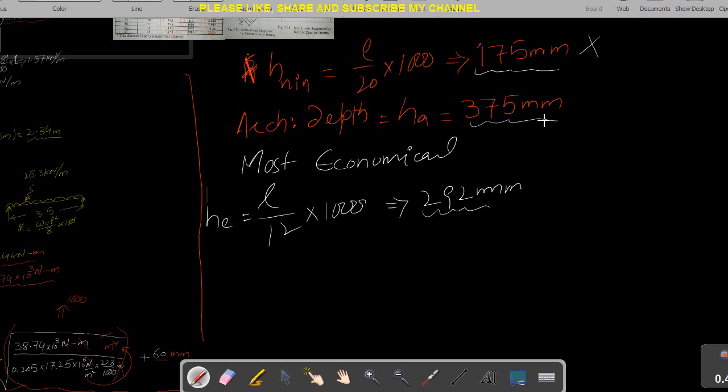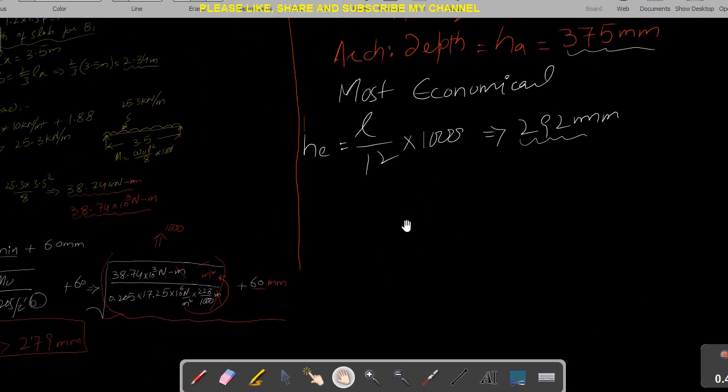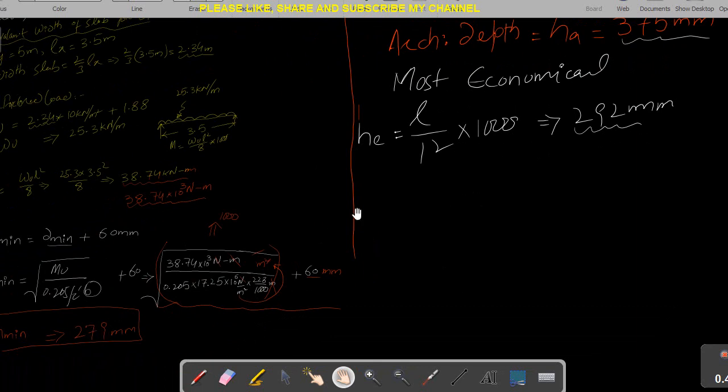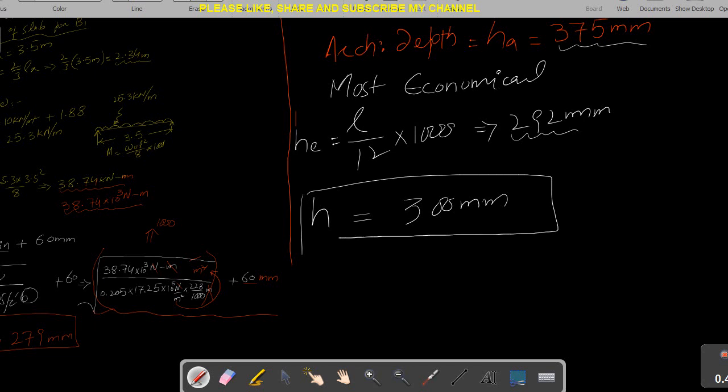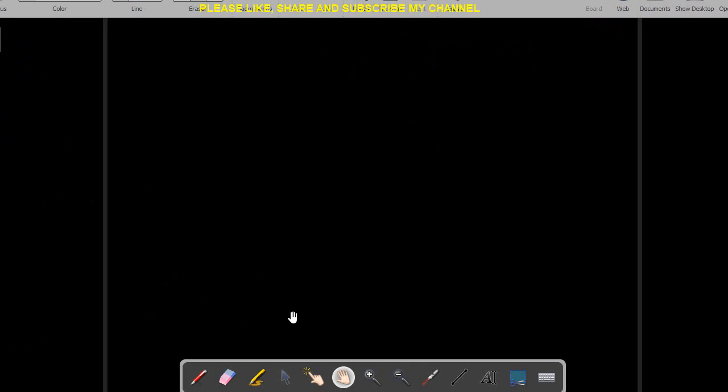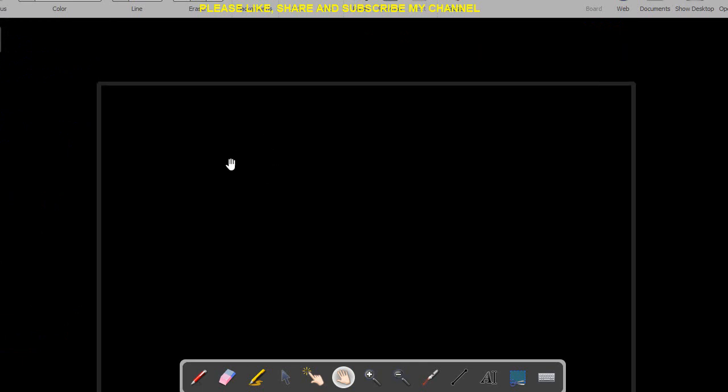I can't increase my depth from 375, and from here I got 279. So let's say my final depth is 300 millimeter, right? This is my final depth because it is close to this one. Although this depth is less than HA, this is my final depth. Now I am calculating the row minimum value, which we will use in the coming section.